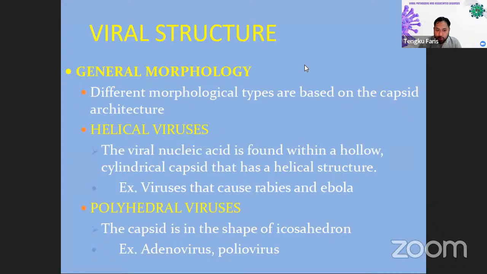The second one is polyhedral. The capsids have the shape of an icosahedron. You have to find out what the icosahedron form is, what is the icosahedron shape, because they have multiple symmetrical surfaces. And this is true for adenovirus and poliovirus. So this is how we name them.